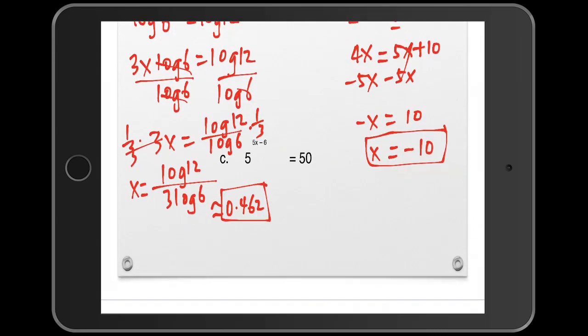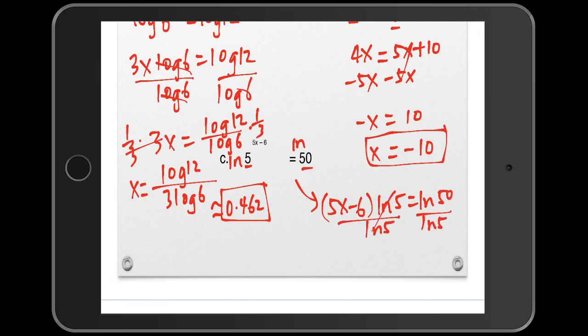And part C, again, I cannot rewrite 5 and 50 with any base to any power. So therefore, I'm just going to take the log or natural log. Remember, you can use either one. And then this power becomes the front. So 5x minus 6 times natural log of 5 equals natural log of 50. Divide natural log of 5 on both sides, and we have 5x minus 6 equals natural log of 50 over natural log of 5. Again, you can use log or natural log.